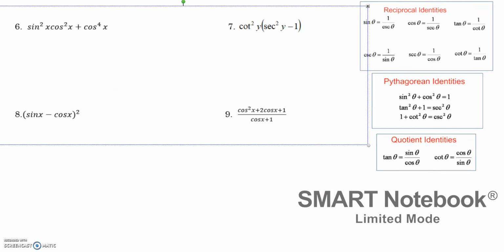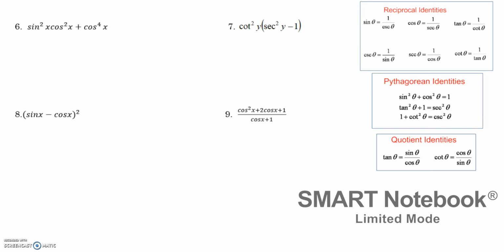Number 6. So the goal of this one, I notice that I have a squared function. As soon as I have squared, I'm thinking maybe the Pythagorean identities will help us. But this does not match a Pythagorean identity yet. And so when I have two things being added, I'm thinking maybe a common denominator, but maybe a greatest common factor. Is there something in common between this first term and the second? Yes, there is.